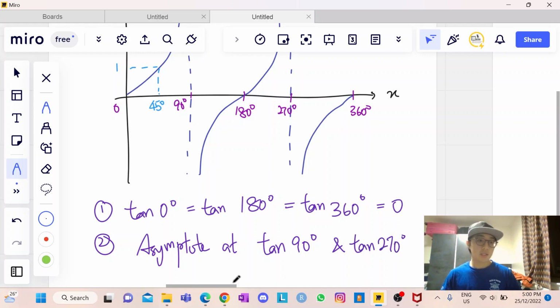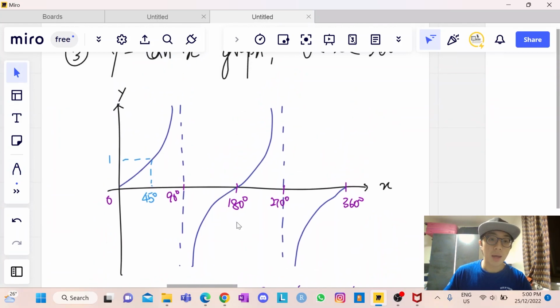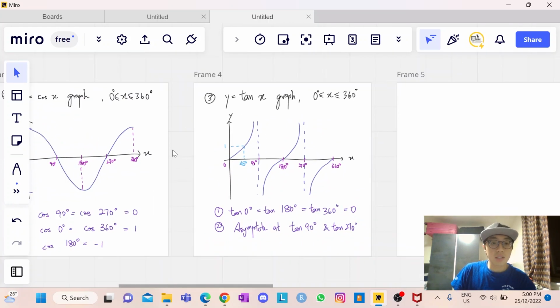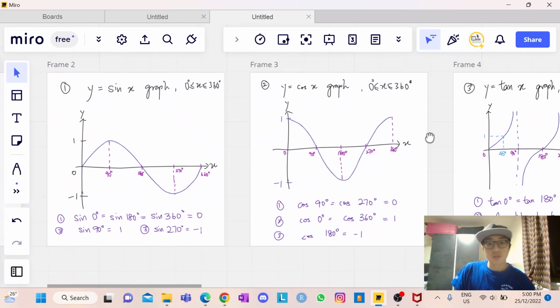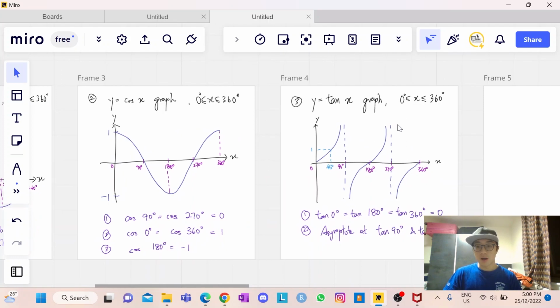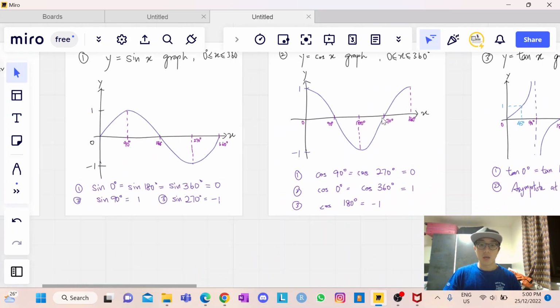An asymptote is a line that the graph moves parallel to when it gets very close, so it will never intersect. From here it will be very, very high and this will be very, very low. So this is the basic for a tangent graph. These are the 3 graphs that you will need to know. When you see something like this wavy one, it will be a sine graph. A bell and inverse bell will be a cos graph. And this graph here with 2 asymptotes is going to be a tangent graph.